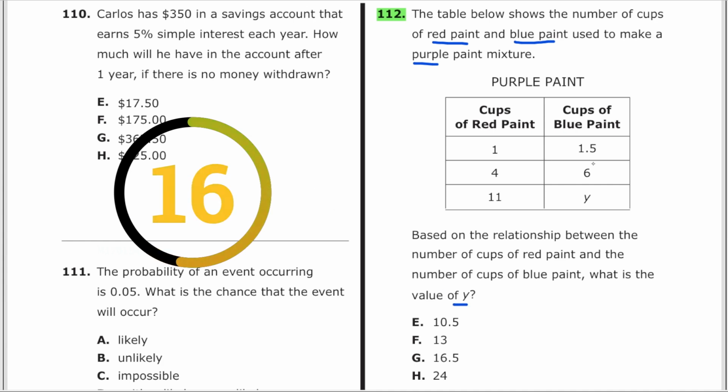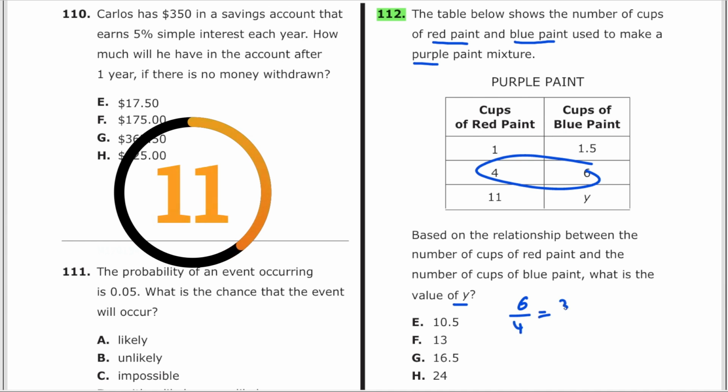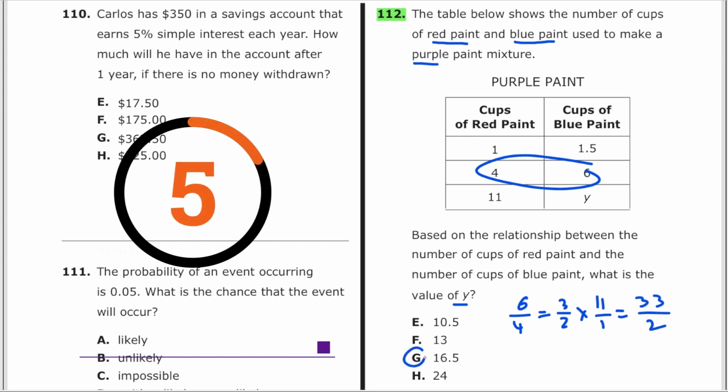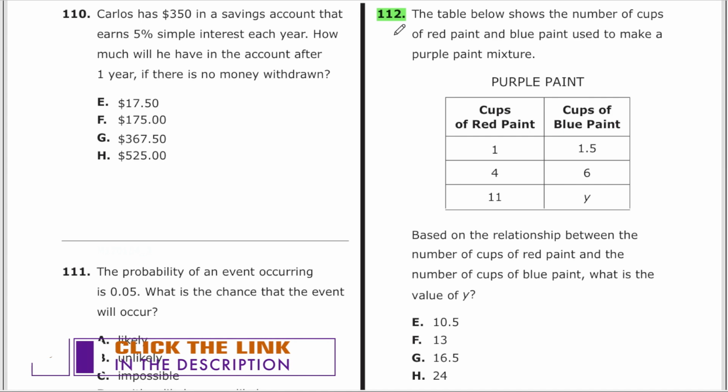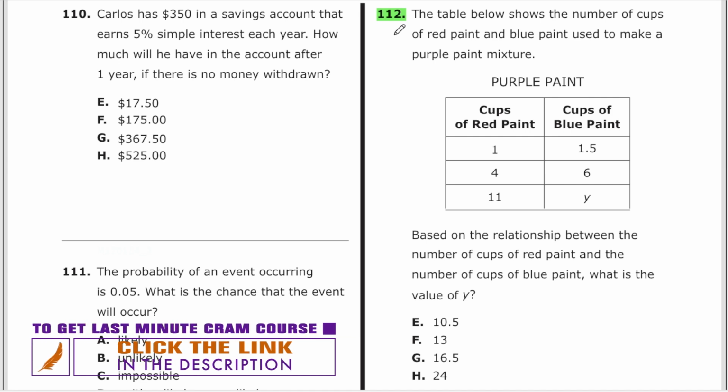So, I'm looking at these two values here. The ratio here is 6/4, which is equal to 3/2. I'm multiplying this by 11/1. I'm getting 33/2, and the answer is G. How was I able to do this problem so fast?